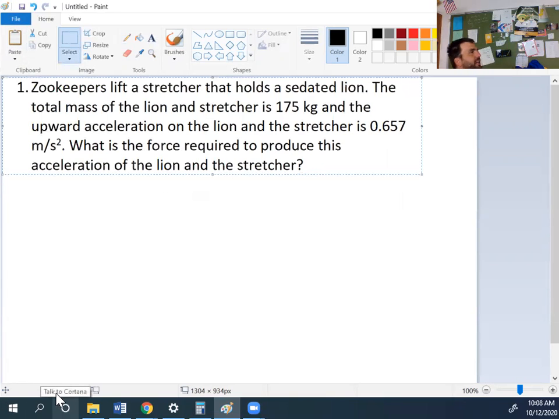Okay, so this one we're talking about a sedated lion. The total mass of the lion and the stretcher is 175 kilograms. The upward acceleration on the lion and the stretcher is 0.657 meters per second squared. What is the force required to produce this acceleration of the lion and the stretcher? So that is our wonderful question.